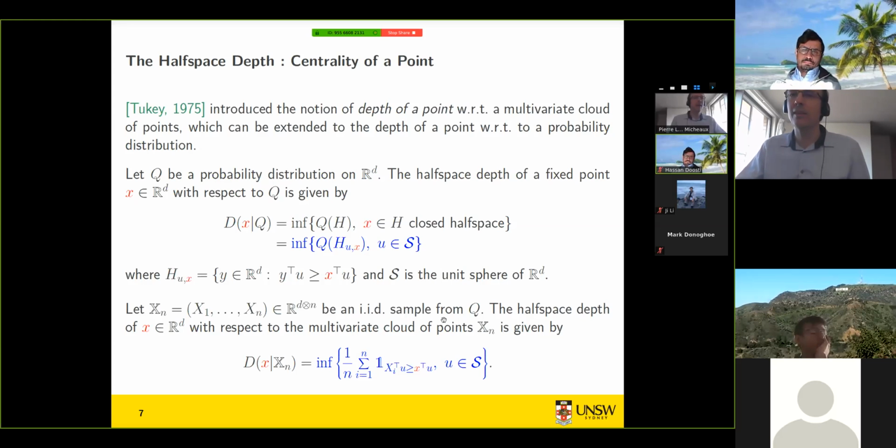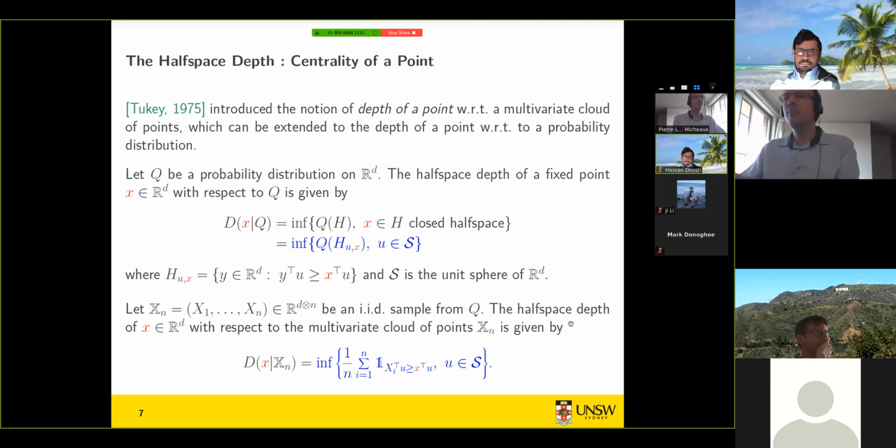And the formula at the bottom is the empirical counterpart of this first formula, meaning that if we have a set of observations, x1 to xn, that comes from this distribution Q, then we can compute the half space depth of this point x with respect to this multivariate cloud of points xn using this last formula in blue on the bottom of the slide.